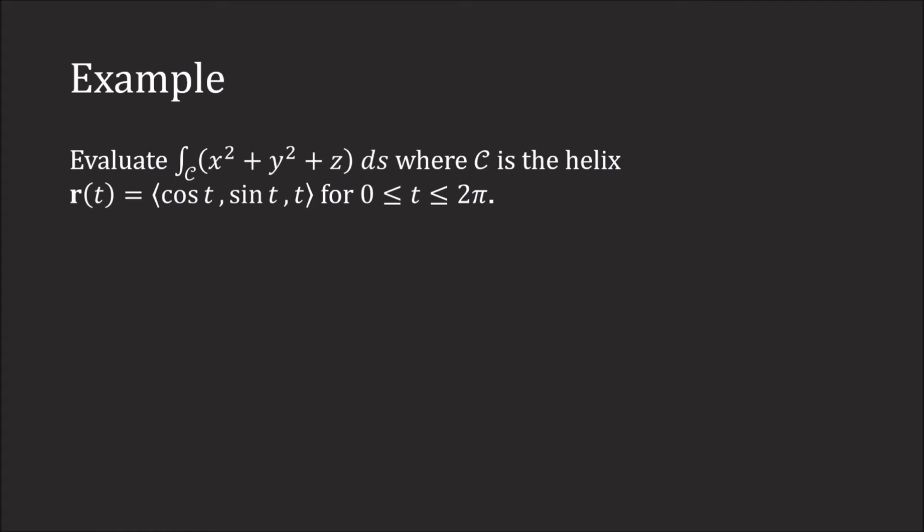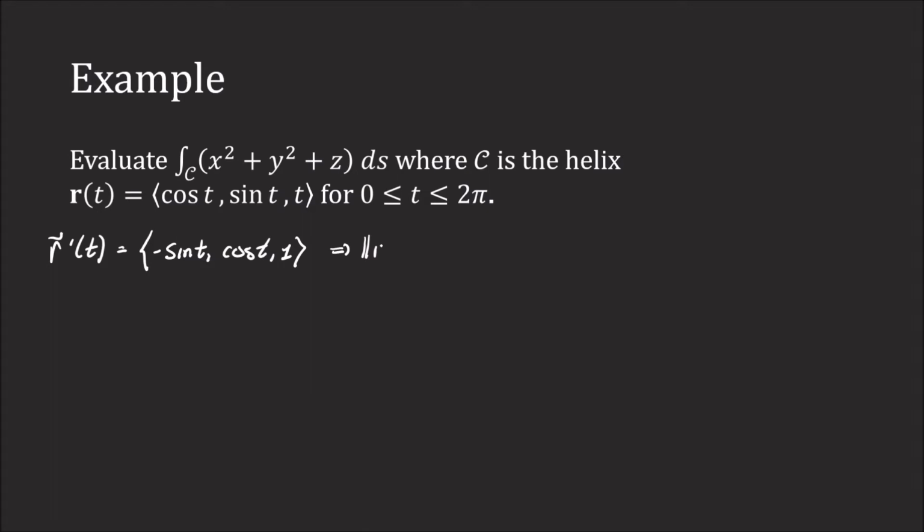So we're going to evaluate the line integral of x squared plus y squared plus z, where the curve that we're integrating over is the helix r of t equals cosine t, sine t, t for 0 less than or equal to t less than or equal to 2 pi. All right. First, let's find r prime. That is just negative sine of t, cosine of t, and 1.